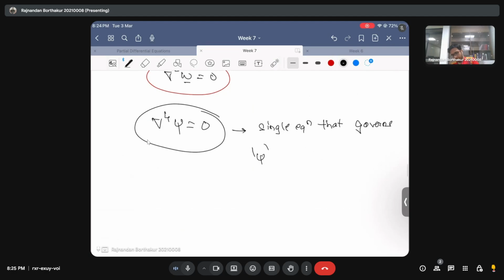Okay. So instead of solving the four equations in order to get the velocity field, you just solve this single equation, because, as I said, defining the stream function means the continuity equation is trivially satisfied, which means you don't have to care about the continuity equation, and you just need to solve one equation, which is this equation. And this is known as the biharmonic equation.